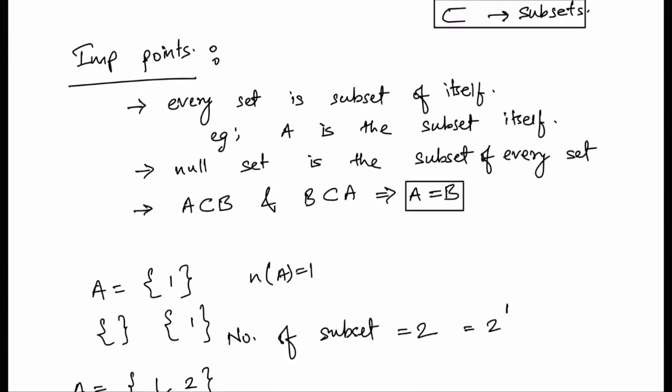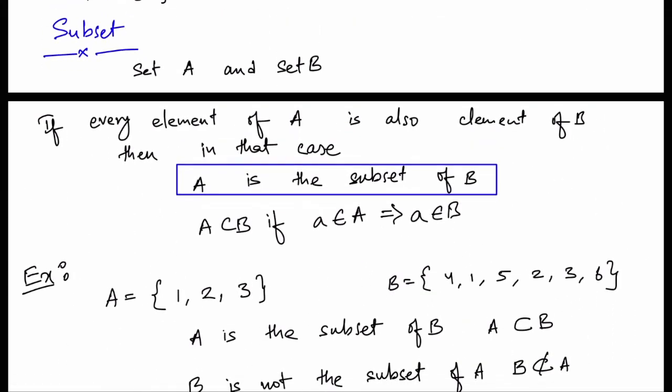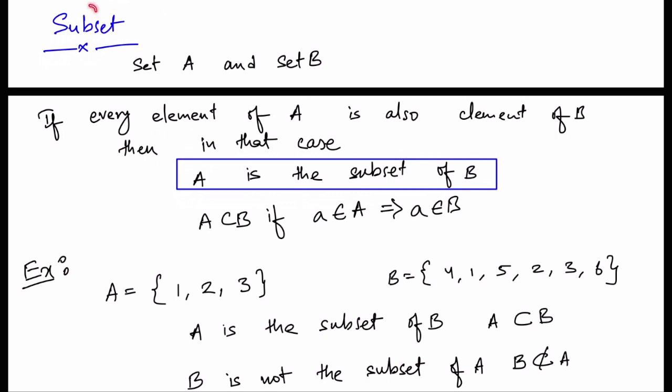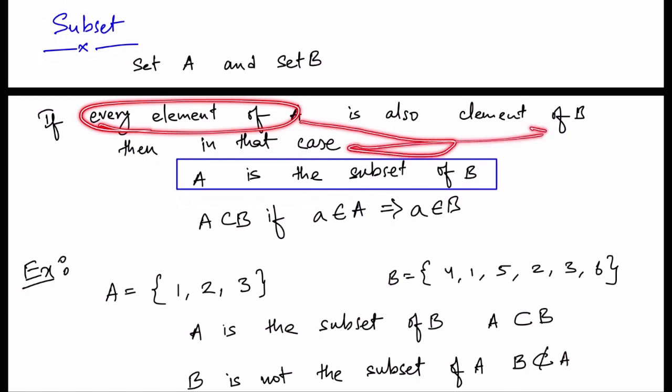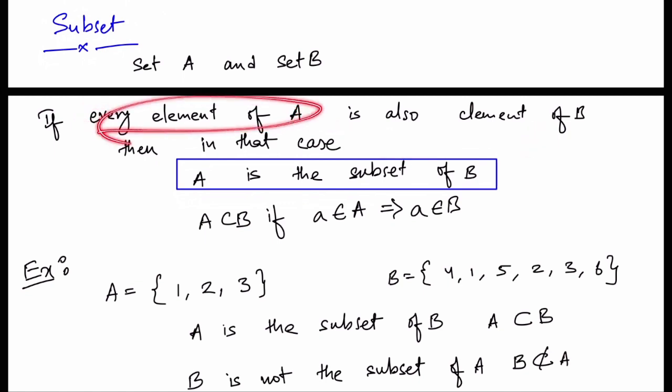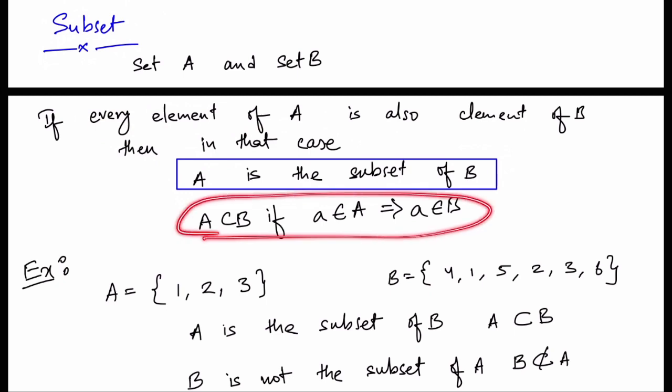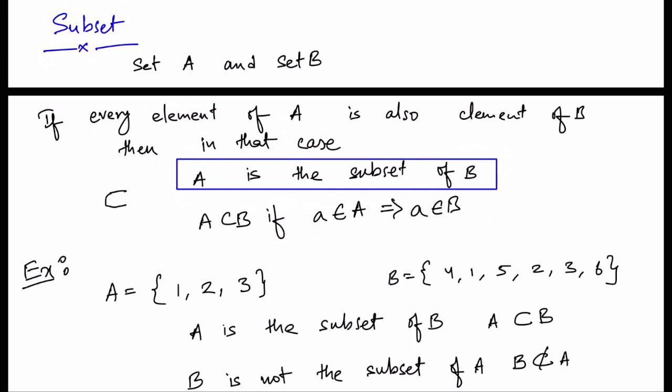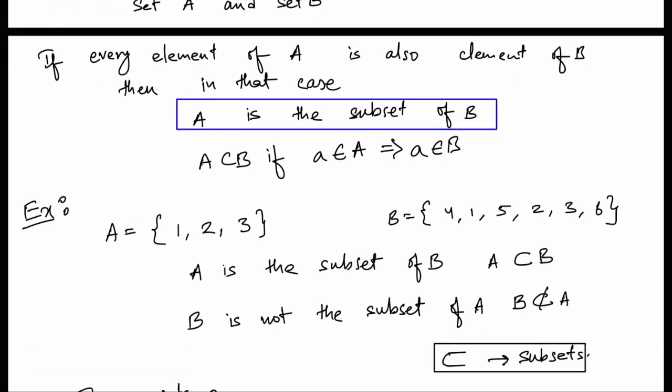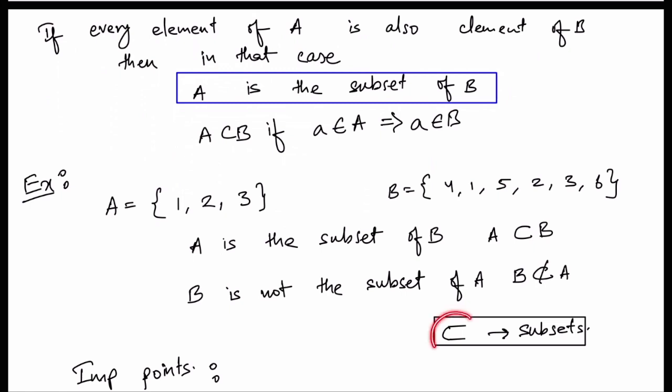So I have discussed subsets in this lecture. I have discussed what a subset is, and when we can say a set is a subset of another set: when every element of a set is present in another set. If every element of set A is an element of set B, then we can say A is a subset of B. In a general form, we can write it this way, and we use this symbol. It looks similar to C, but it is not exactly C. This is how the symbol looks.